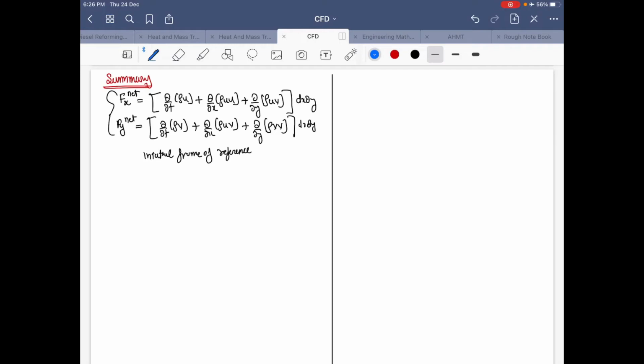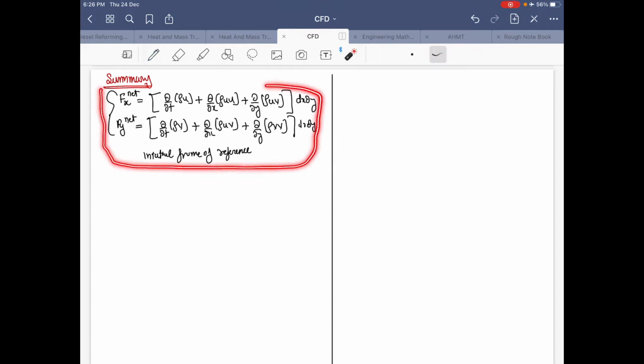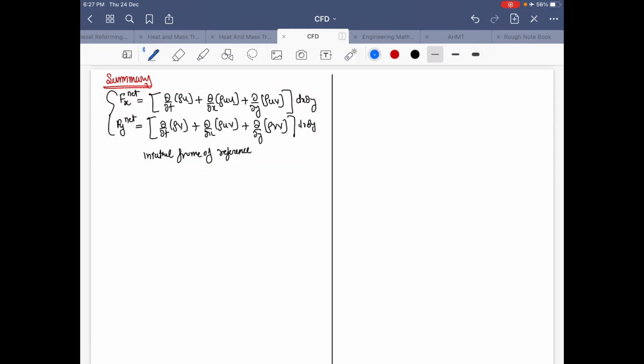Hello everyone. In my previous lecture, I derived the expression for the net force acting on the control mass system as expressed here. So in this lecture, I am going to find these forces due to the shear stress, the pressure force, or the body force. So let's begin the derivation.